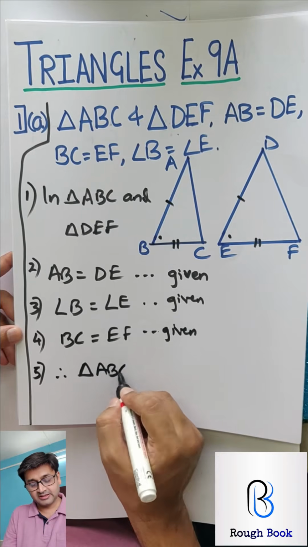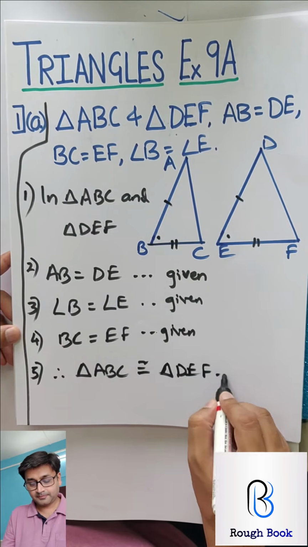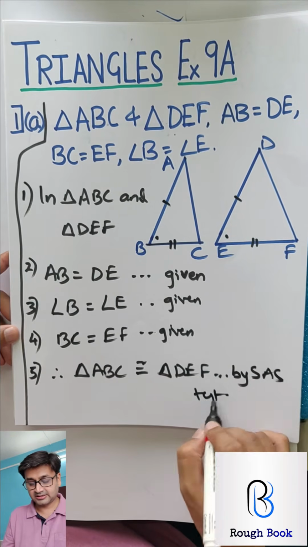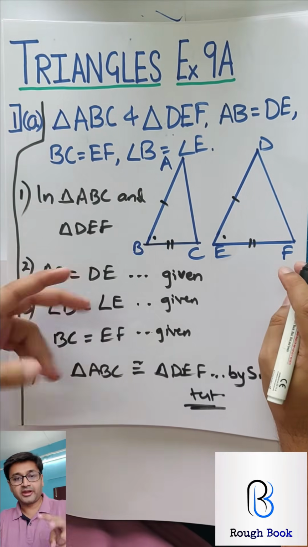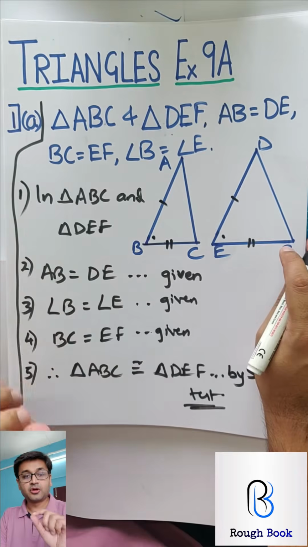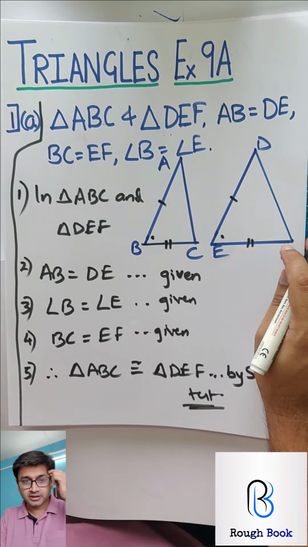Therefore triangle ABC is congruent to triangle DEF by SAS test. So only 5 steps and your 2 triangles are congruent. These same 5 steps we are going to use throughout the chapter. So I want you to get this very clear in your head.